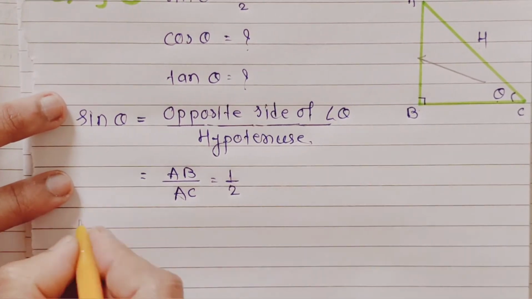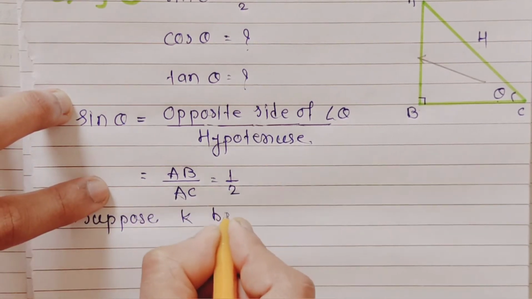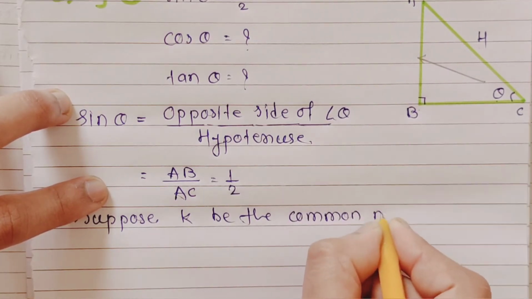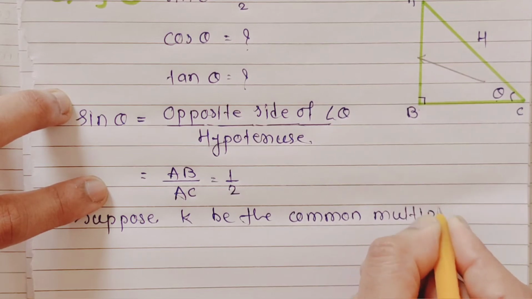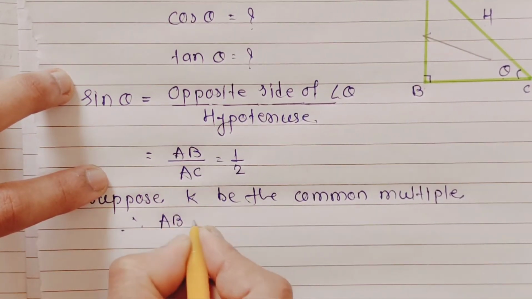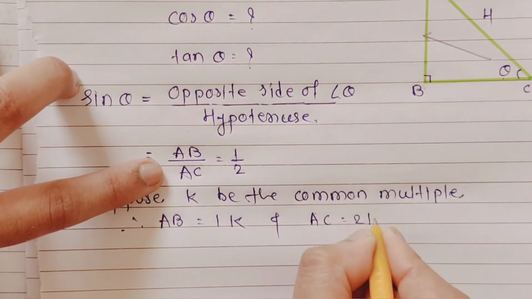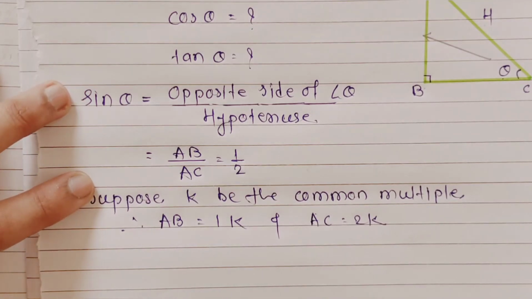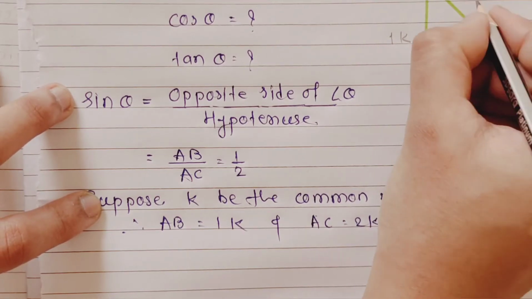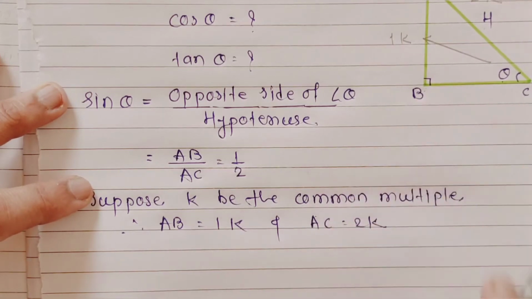So suppose k is the common multiple, so we can write therefore AB is equal to 1k and AC is equal to 2k. So here we will mention AB is equal to 1k and AC is equal to 2k. So first we have to find out the length of BC, is it?